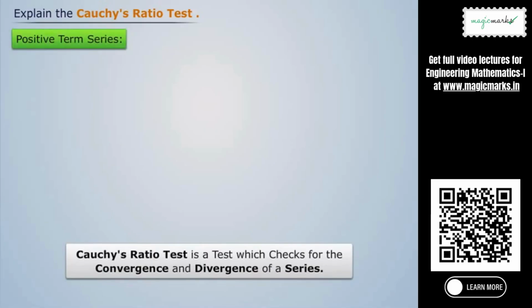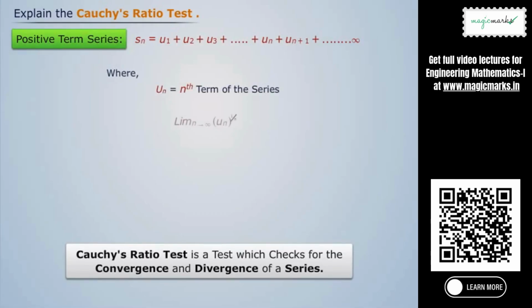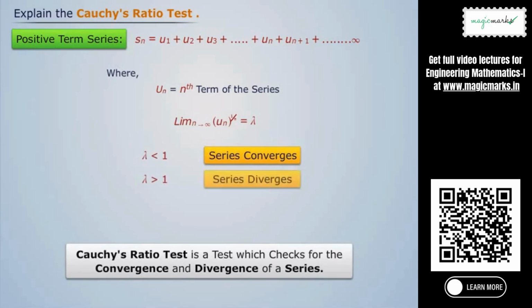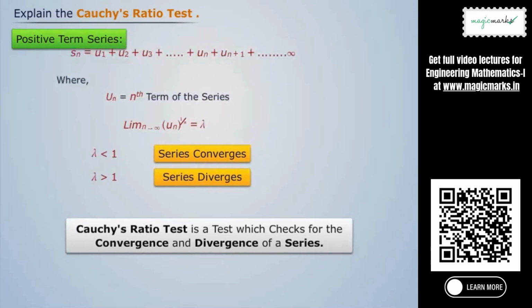Consider a positive term series, where un is the nth term of the series. Now, with n tending to infinity, let the value of the term be lambda. Evaluating this expression for some value of n, if we get the value of lambda less than 1, then the series is said to converge. And if we get the value of lambda greater than 1, then the series is said to diverge.